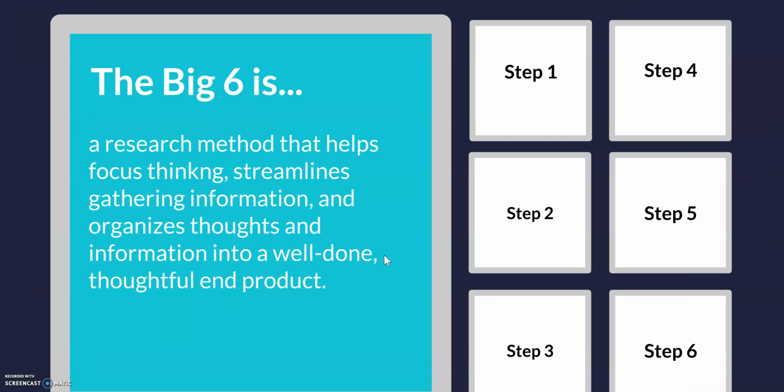we can see that the Big Six is a research method that helps focus thinking, streamlines gathering information, and organizes thoughts and information into a well-done, thoughtful end product. That's the goal here, is to take what you learn, turn it into a product that is well done and makes sense, and goes from there.